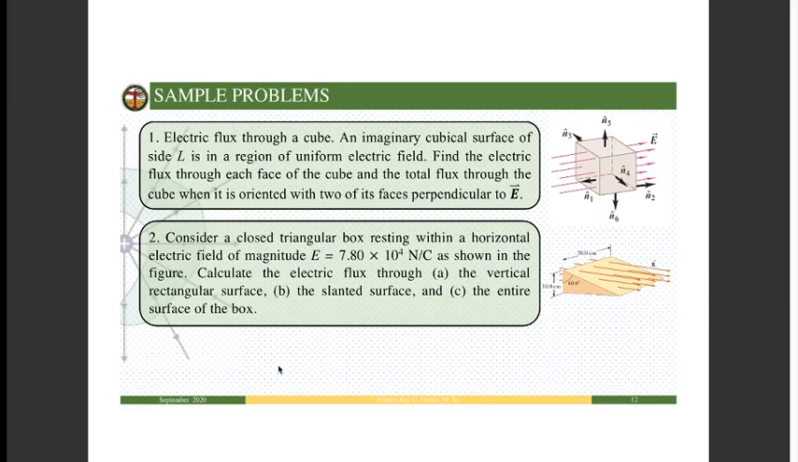For example, sample problem number 2: we have a closed triangular box resting within a horizontal electric field of magnitude 7.8 times 10 to the 4th newton per coulomb, as shown. We have to calculate the electric flux through the vertical rectangular surface, then the slanted surface, and the entire surface of the box.